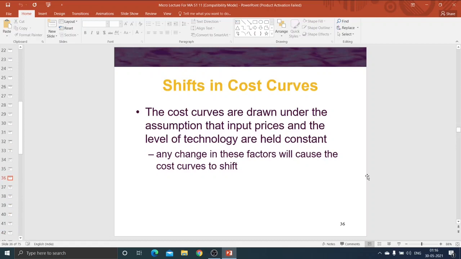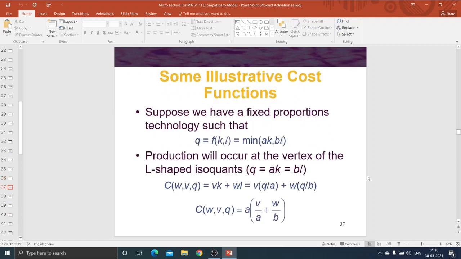Now, the cost curves are drawn under the assumption that input prices and the level of technology are held constant. So any change in these factors will cause the cost curve to shift. Suppose we have a fixed proportion, Q is equal to f(K, L), which is equal to minimum of (aK, bL), or alpha K and beta L. Production will occur at the vertex of the L-shaped isoquant. We have seen this in earlier lectures also, but as a matter of discussion, this is very important.